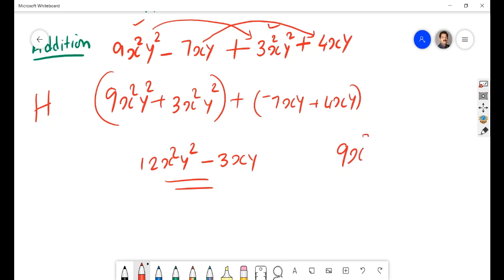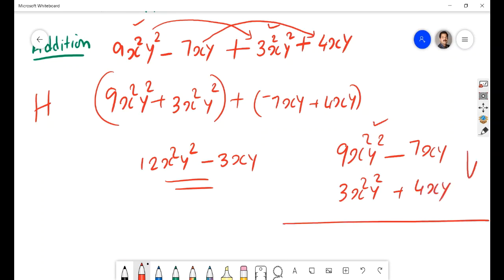You can simply put 9x square y square minus 7xy, and put the same like term below this, that is 3x square y square below this, and you are having the second term as 4xy below this. You can put it like this. We call this vertical arrangement, and the operation is addition. I think this is more practical because all sign convention and everything can be properly followed. This is the first set given, this is the second set given, you are putting it accordingly and solving the problem.